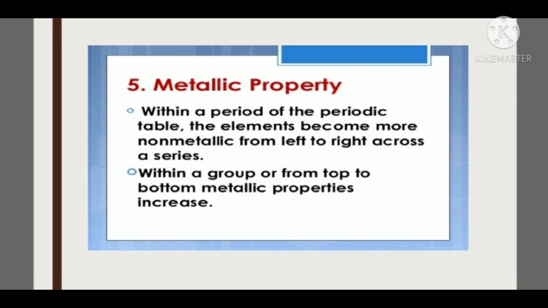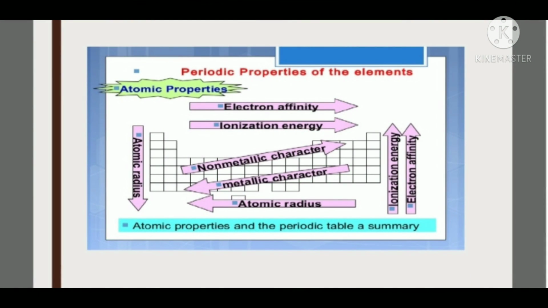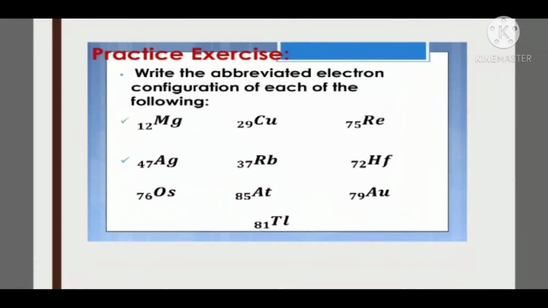Within a period of the periodic table, the elements become more non-metallic from left to right across a series. Within a group, from top to bottom, metallic properties increase. This is the illustration of the periodic table trends, atomic properties, and the periodic table summary. Your assignment.